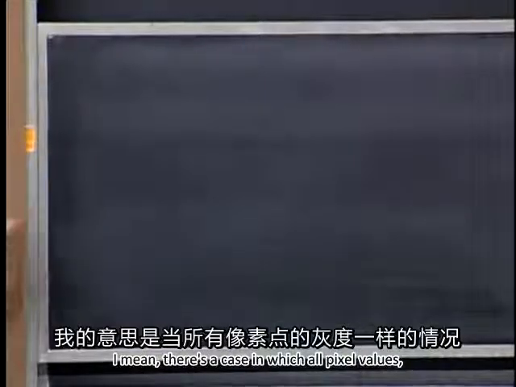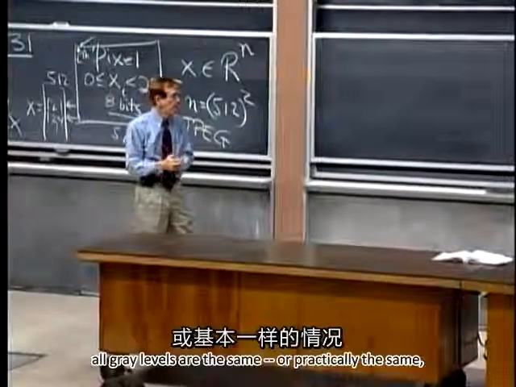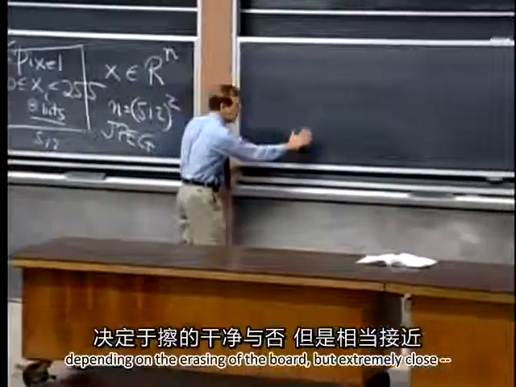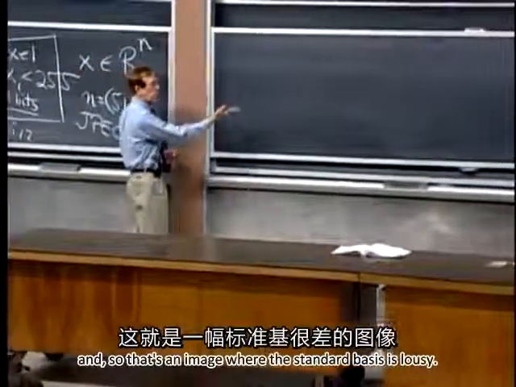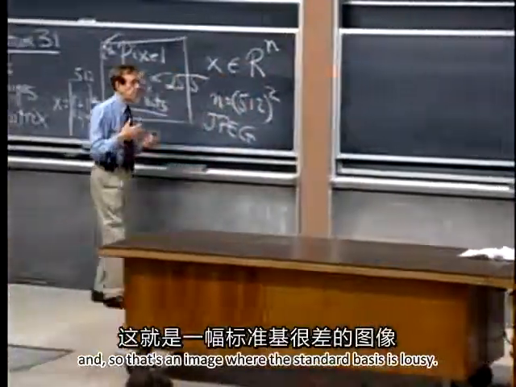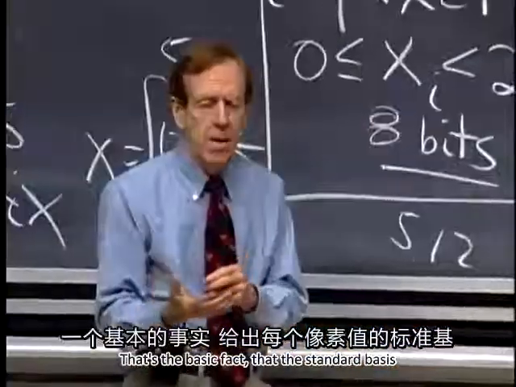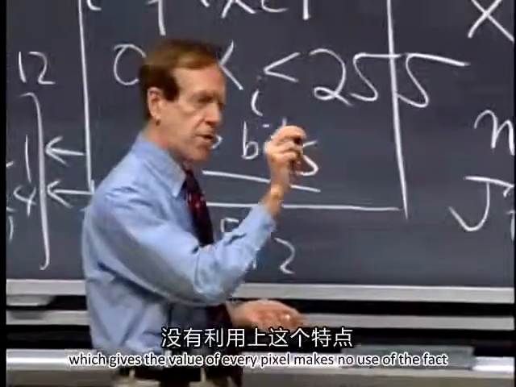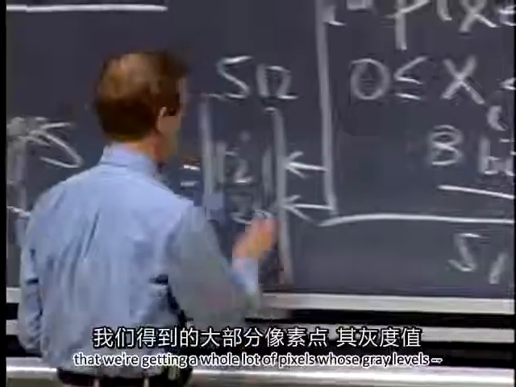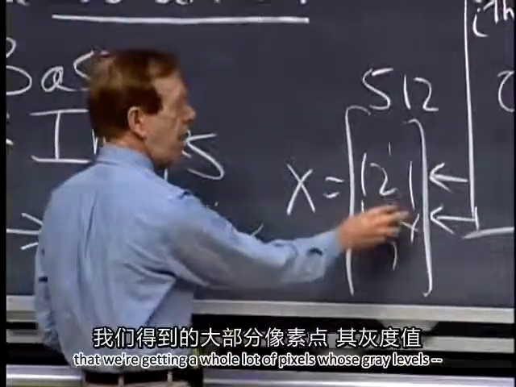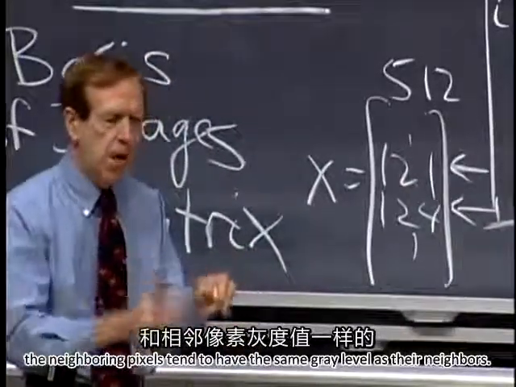I mean, there is a case in which all pixel values, all gray levels are the same, or practically the same depending on the erasing of the board, but extremely close. And so that's an image where the standard basis is lousy. That's the basic fact: the standard basis, which gives the value of every pixel, makes no use of the fact that we're getting a whole lot of pixels whose neighboring pixels tend to have the same gray level as their neighbors.